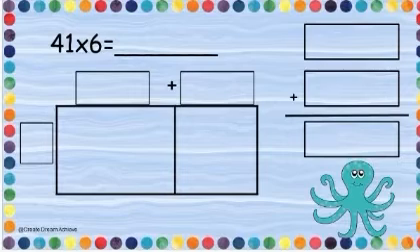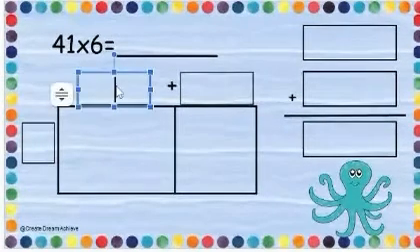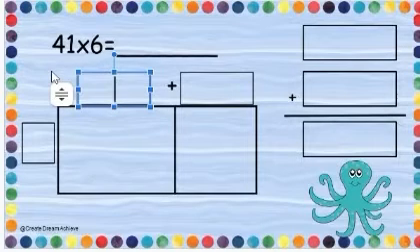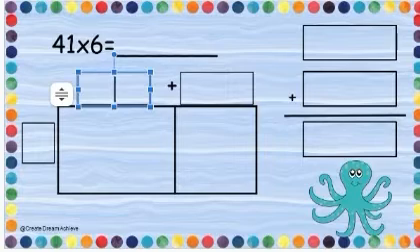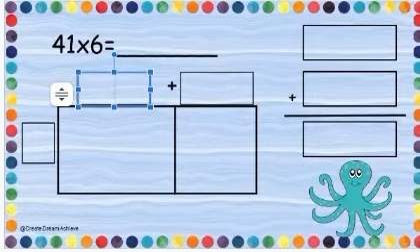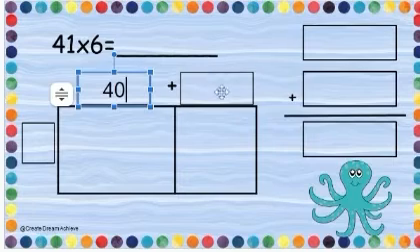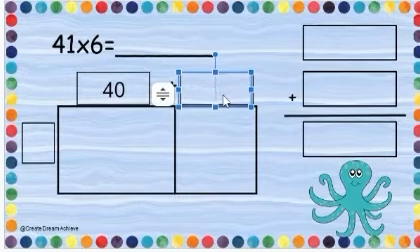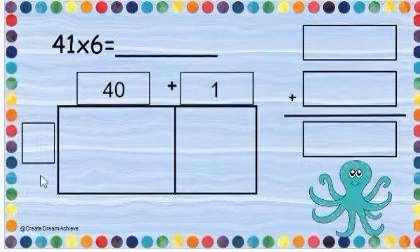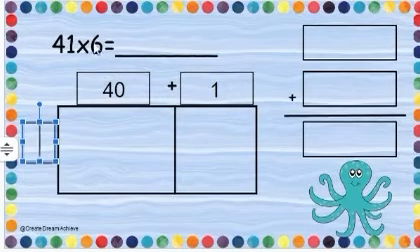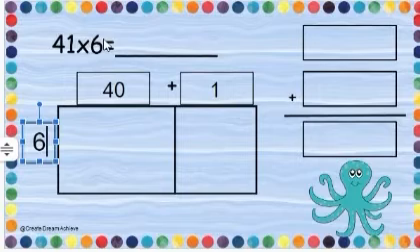Before we can get started with our multiplication, we have to break down our number 41 into the tens and into the ones place. So for example, in 41, there are 4 tens, which equals 40. And there's 1, which is 1. So it'd be 40 plus 1. And then in this other box over here, we're going to put our other number, which is 6.